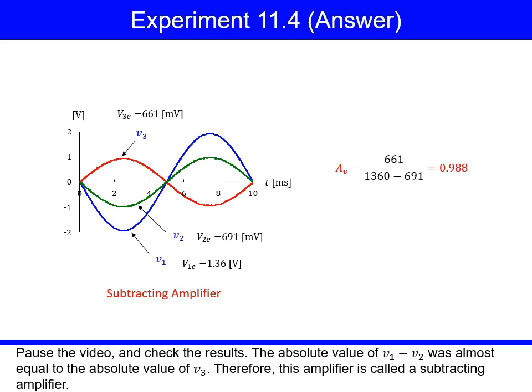Pause the video, and check the results. The absolute value of V1 minus V2 was almost equal to the absolute value of V3. Therefore, this amplifier is called a subtracting amplifier.